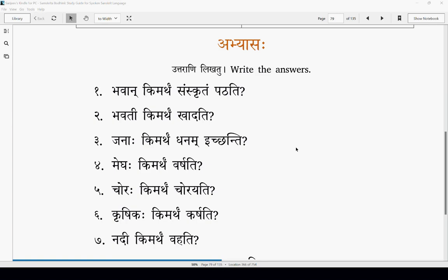Bhavati kimartham khadati? Somebody else can do this. Aham... What for am I eating? To become strong, how do you say? For the purpose of becoming strong, try to keep it simple. For strength, yes. Strength is bala, balartham. Uttama. Aham balartham khadami.